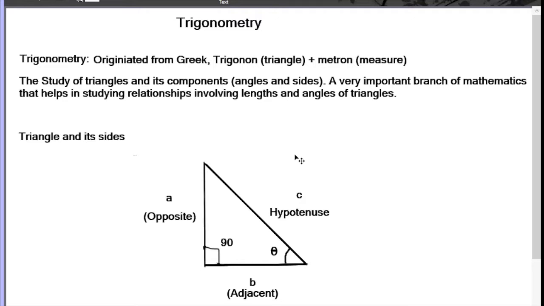Here is a triangle and its sides. Note that there is a 90-degree angle. I've labeled these things A, B, and C, and opposite, adjacent, and hypotenuse. Please note that A and B are interchangeable, and so are opposite and adjacent, based on where the angle with the theta is. But C, or the hypotenuse, is always the longest, usually diagonal side of a triangle.